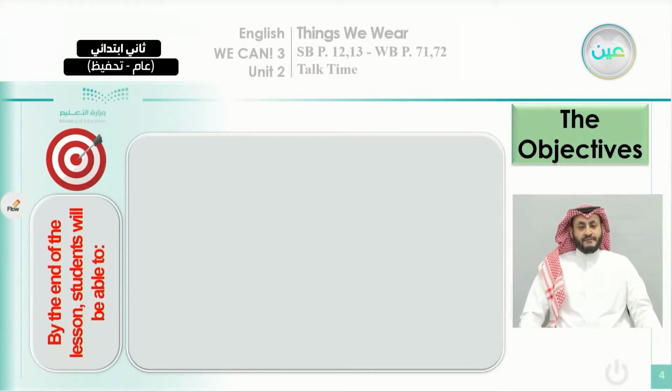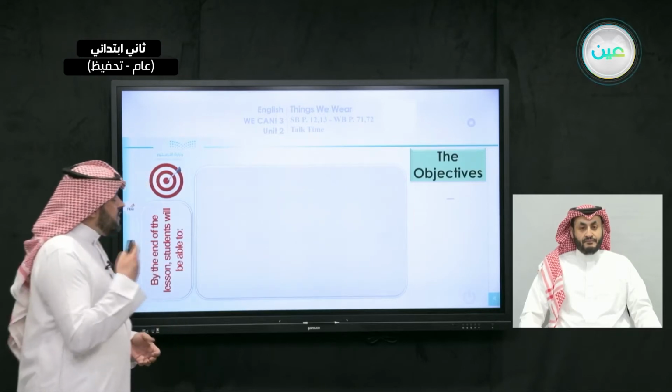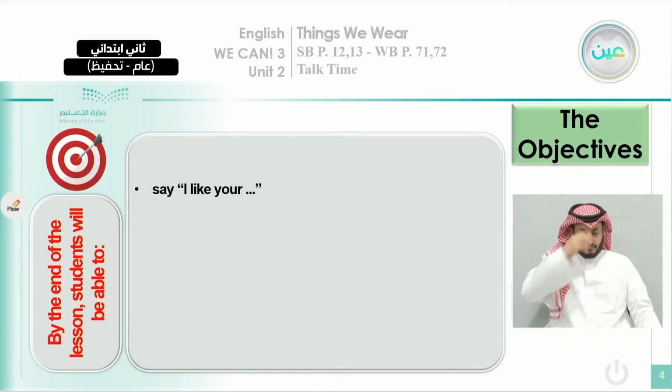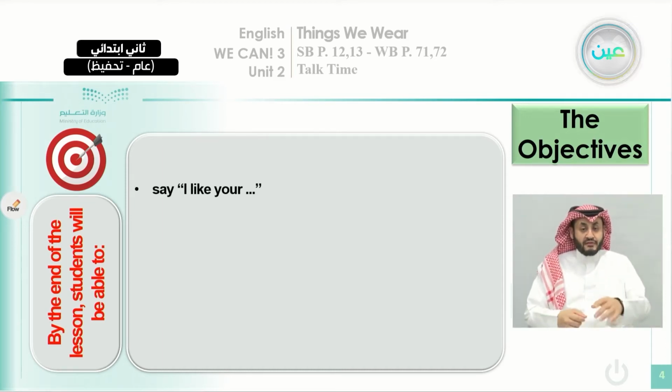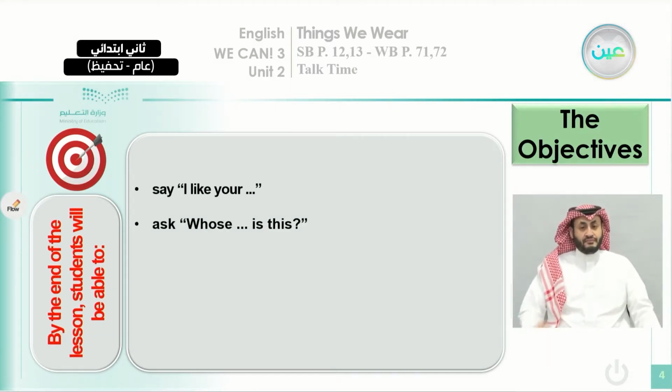Before we start our new unit today, let's review some of the objectives that we are going to have at the end of this class. At the end of the class, the student will be able to say, I like your, and mention the things that he or she likes. The student will be able to ask the question, whose, and name this thing and say, whose is this?